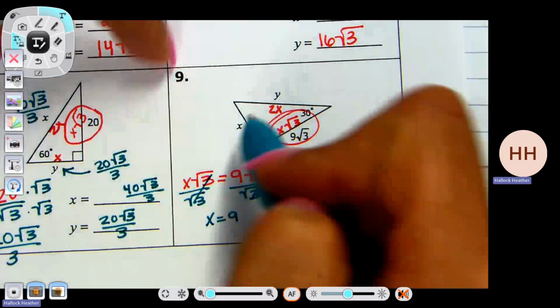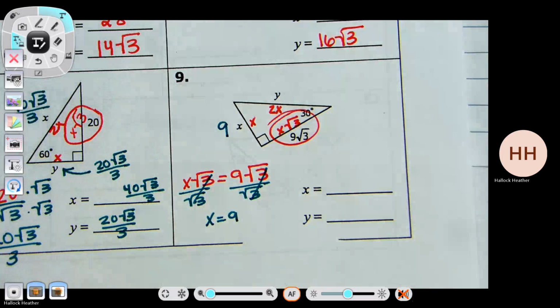So if this is 9, then what's the hypotenuse? 18.